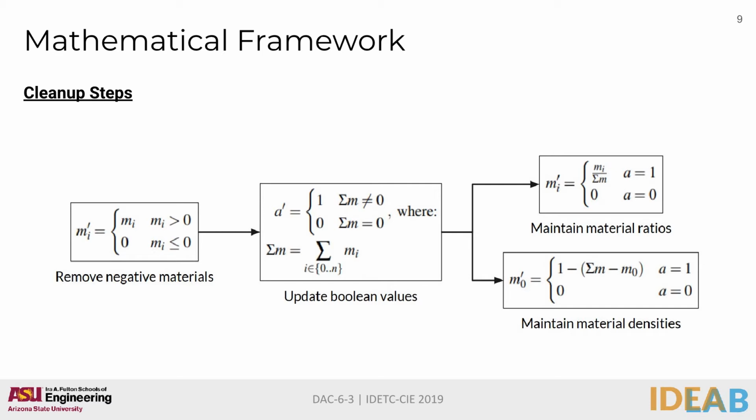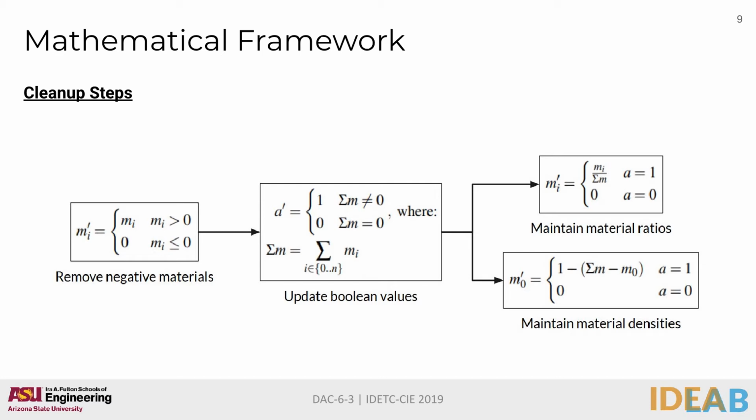This can result from running the subtraction operation and has no physical meaning. The second is updating the Boolean values. These values may be out of date following operations that result in voxels with material channels that only contain negative values or zeros. After applying these steps, some voxels may contain material channels which do not add up to 100%.